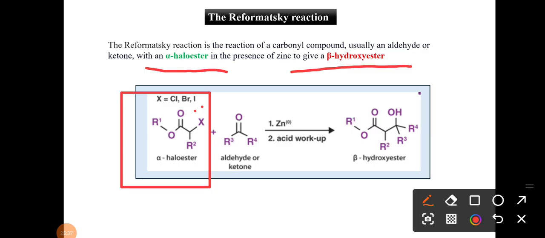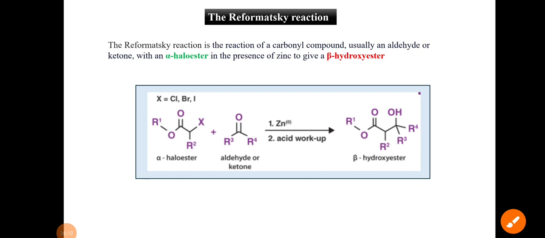And what is the product? Product is our beta hydroxy ester, right? So here in the alpha position R2 is there, and in the beta position a hydroxy group is there, means beta hydroxy ester. Your aldehyde or ketone reacts with your alpha halo ester in the presence of zinc, then you will get your beta hydroxy ester. So the starting material, whatever reagents you are using, what is the product, and what is the specificity of that name reaction, these are the important points in a name reaction. Specifically the product and the intermediates or the catalyst that you are using.